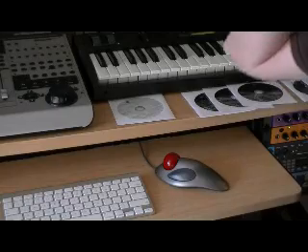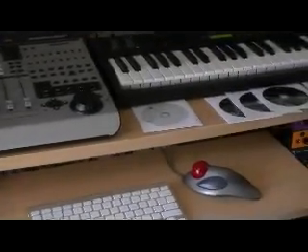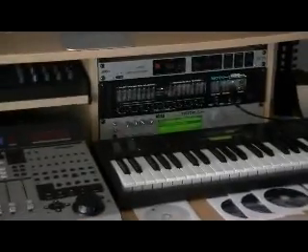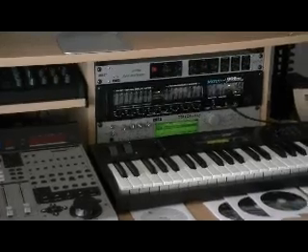Once I was done installing the CDs, the next thing I went ahead and did was, of course, I was a little bit afraid that there was going to be issues with hardware and the new computer.